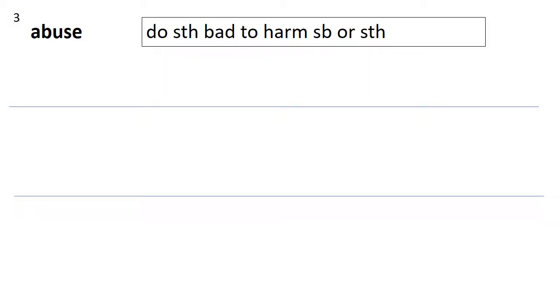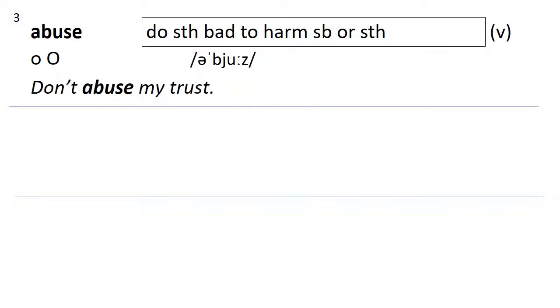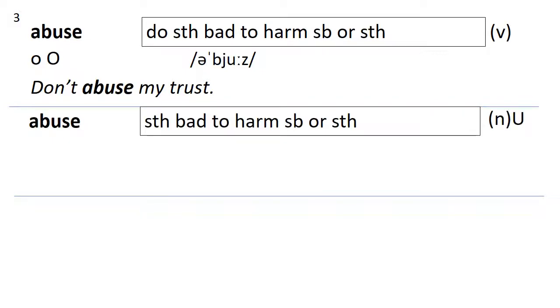Okay, third word of the day is abuse. Abuse means to do something bad, to harm somebody or something. It's a verb. How many syllables in the word abuse? 2. Stress on the second. Abuse. Don't abuse my trust. Then we have the word abuse. Similar meaning, but it's a noun, uncountable. 2 syllables, stress on the second. But notice, abuse, right? So abuse is the verb, abuse is the noun.